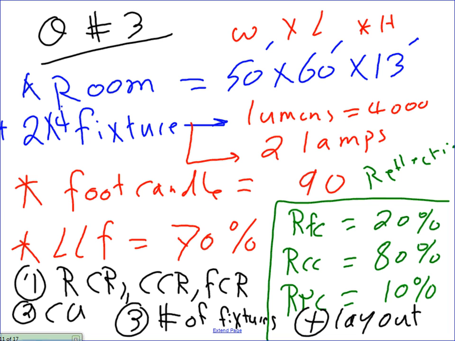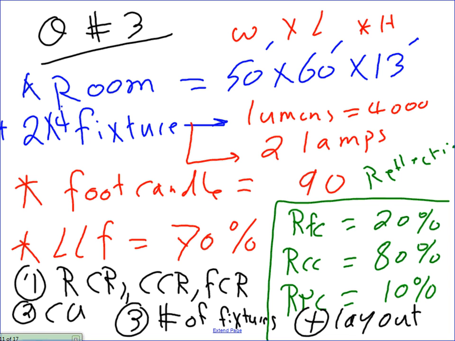The question is the following. I need you first to find room cavity ratio, ceiling cavity ratio, floor cavity ratio for all of this. Then I need you to find the coefficient of utilization for this room. And I need you to find how many fixtures I need in this room. Now to do so, you need to have the light loss factor given as 70.